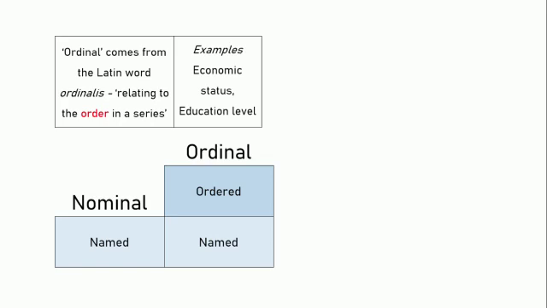Let us now compare the nominal scale and ordinal scale. In the nominal scale, the groups are only given names. There is no order between them. For example, males do not come before females and females do not come before males. However, in an ordinal scale, the groups are given names and also put in an order. For example, education level, economic status, etc.